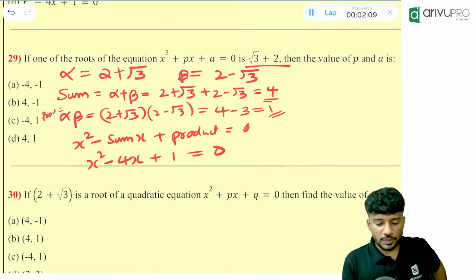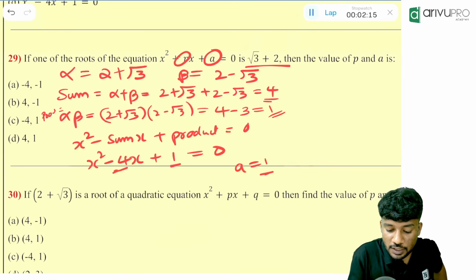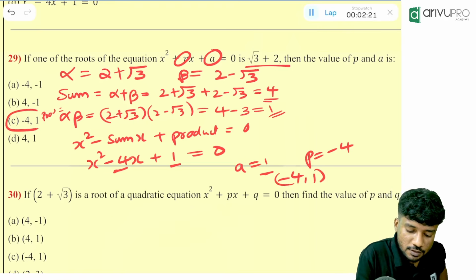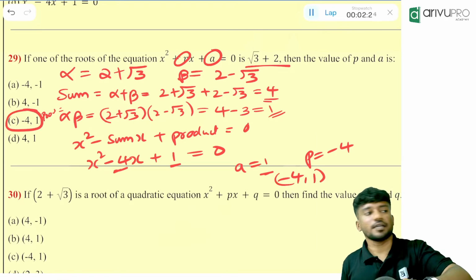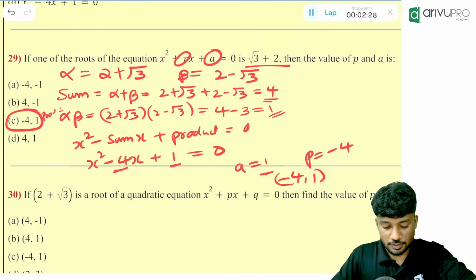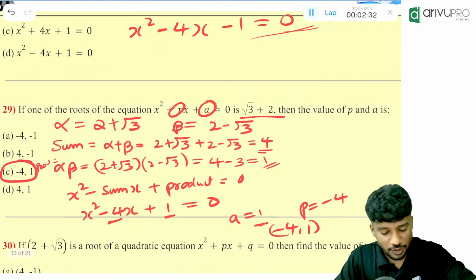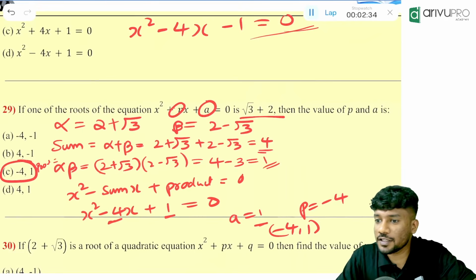Now you should tell me, instead of a, who is sitting here? a is equal to 1. Instead of p, who is sitting here? Minus 4. So the answer is minus 4 comma 1. Which option is the answer? Option C is the answer. Right answer, Soumya. Good. Next question. Same question only. Which is the answer for this? Option C. Everyone understood the method?